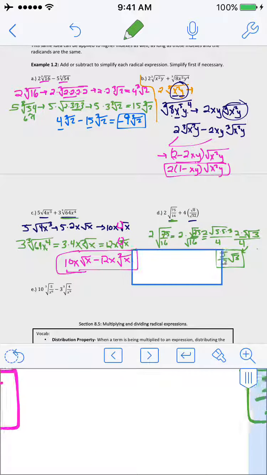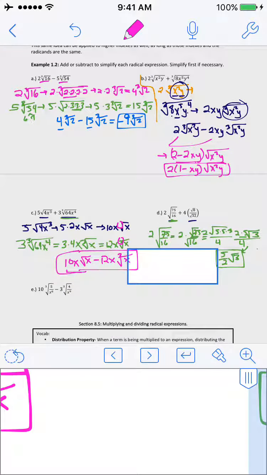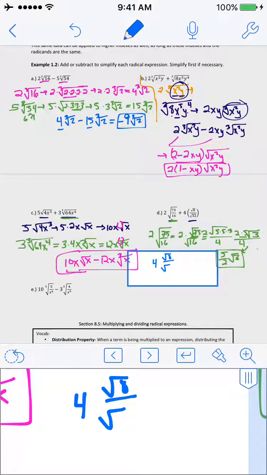I have 4, let me do that in another color. I'm sick of pink and green, let's do blue. 4 times root 8 over root, what is that, 27 or 72? 32. Well, root 8, again, I'm not dealing with a cube here, I'm dealing with a square. It's very important to look at your indices.